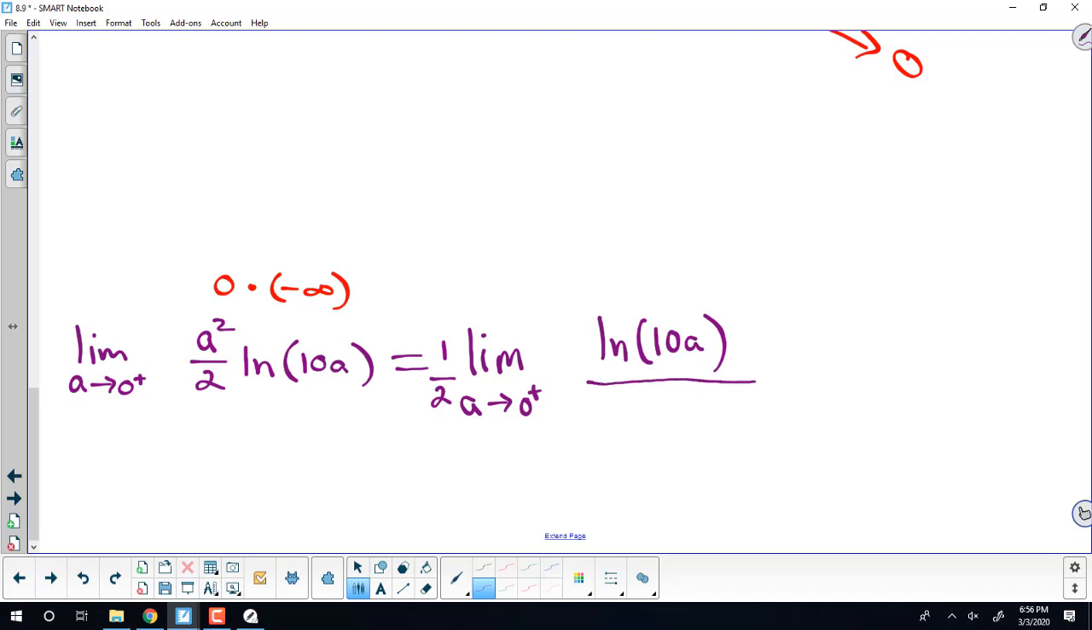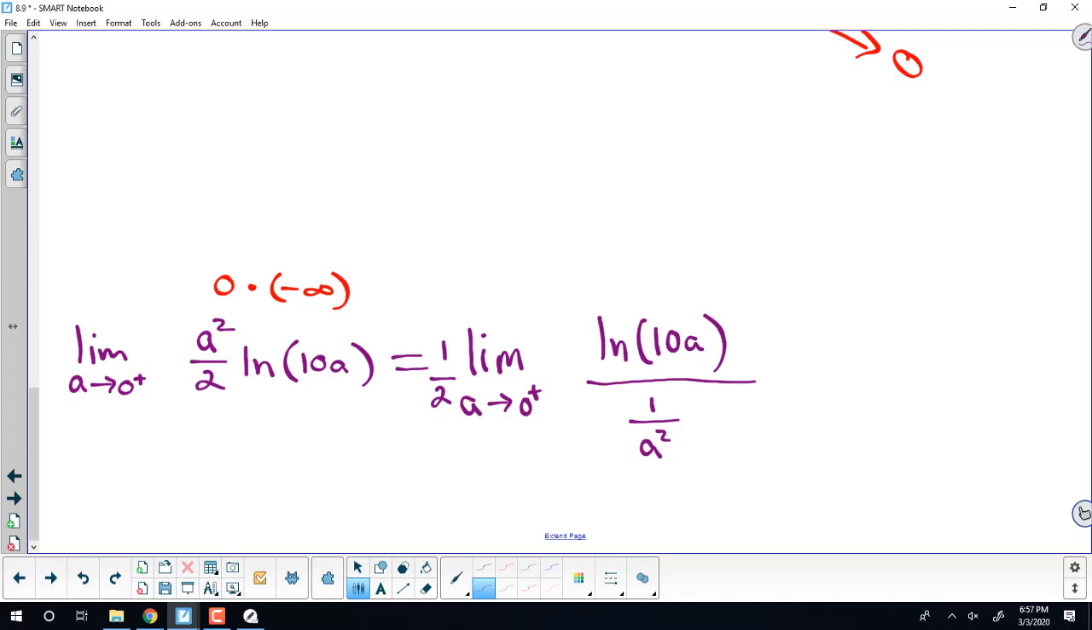So we have to write that a squared ln of 10a is the same thing as the ln of 10a divided by what? 1 over a squared. Yeah, the reciprocal, 1 over a squared. That's how you write any product as a quotient, right? 2 times 3 is really 2 divided by 1/3, or 3 divided by 1/2.